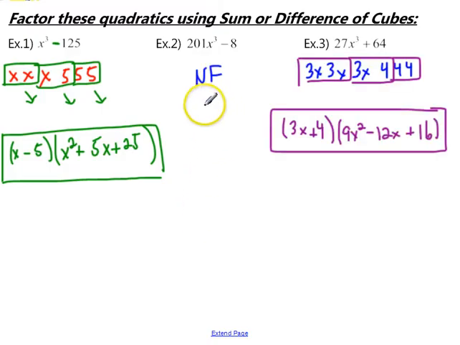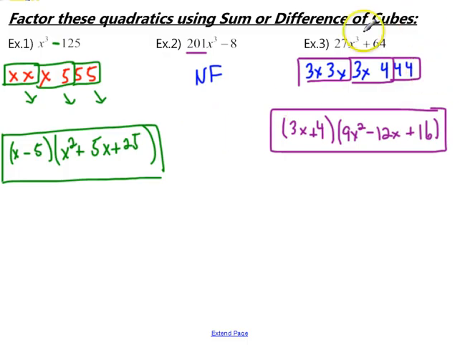So hopefully for example 2, you found that it was not factorable. Even though x cubed and 8 are both perfect cubes, 201 is not a perfect cube, so we actually cannot use sum or difference of cubes to factor this. And actually, if you were to try any other method, it also doesn't factor. So the only way you'd be able to solve for x is to use the quadratic formula.